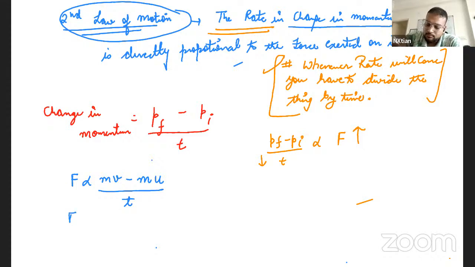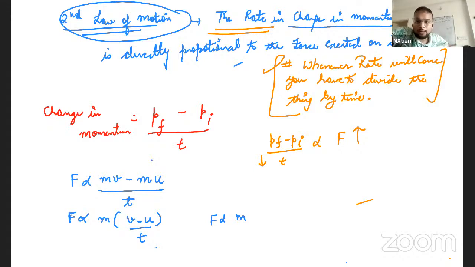Now, can I take out m as a common? If I take out m as a common, it will become v minus u upon t. Yes or no? So F is directly proportional to m. Now I will ask a question from Hannah. What is v minus u upon t? V is final velocity minus initial velocity upon time. What is that? Yes, it's acceleration. So F is equal to m into a, and F is equal to kma.